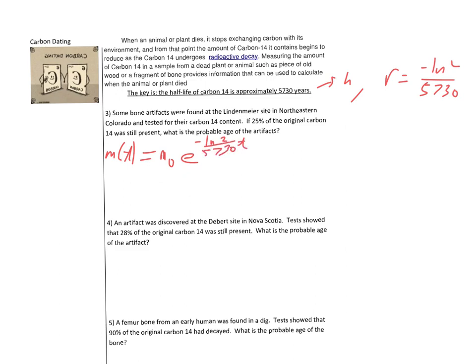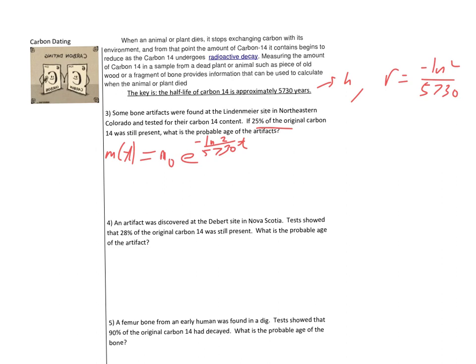Now, let's talk about the m sub 0, the initial mass, and then the mass at the end. This one does not give us actual masses. It just says that 25% of the original carbon-14 was present. And so, from some unknown amount that we don't know to start with, we have 25% of it left, okay?